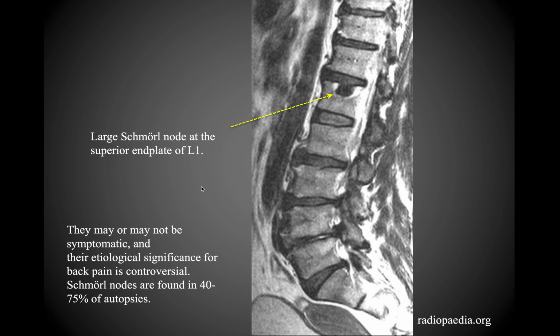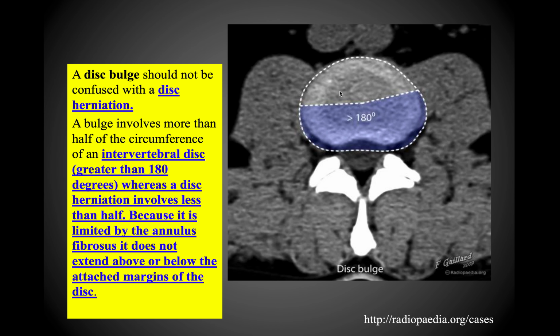So here we have an example of a large Schmorl's node at the superior end plate of L1. So you can see here where the disc is protruding intravertebrally within the substance of the L1 vertebra. So again, these are actually relatively common in individuals. 40 to 75% of autopsies show evidence of Schmorl's nodes. So again, they're very, very common, as is back pain, as is degenerative disc disease. But we still don't understand the exact significance of these Schmorl's nodes, because they can be asymptomatic despite the really nasty appearance of these on imaging.